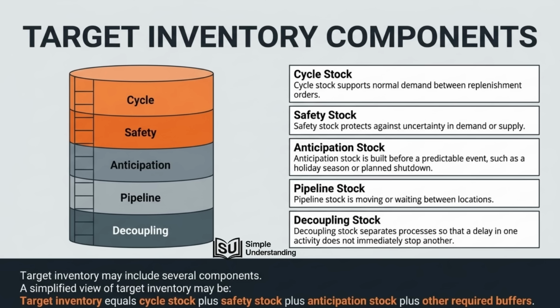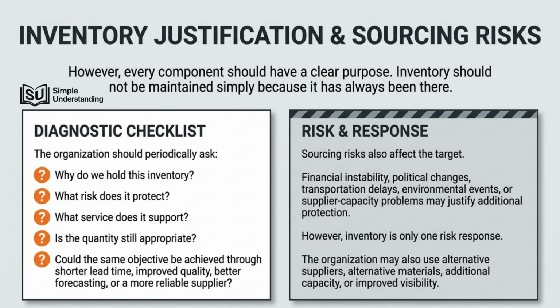A simplified view of target inventory may be target inventory equals cycle stock plus safety stock plus anticipation stock plus other required buffers. However, every component should have a clear purpose. Inventory should not be maintained simply because it has always been there.